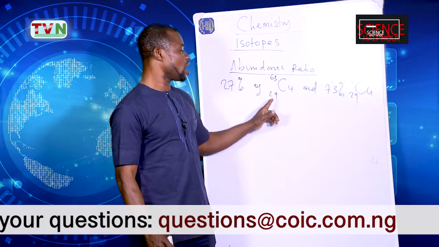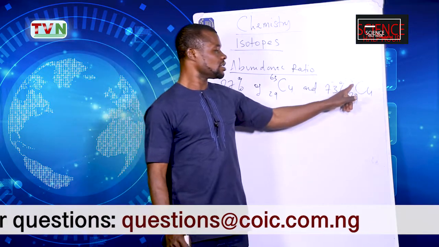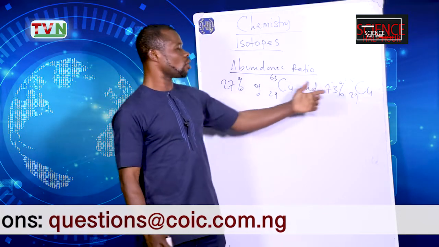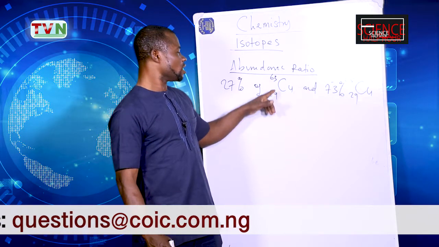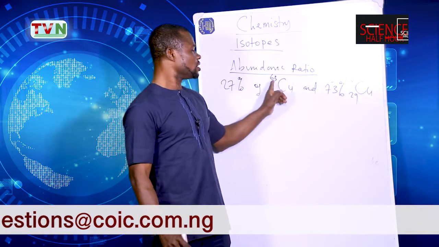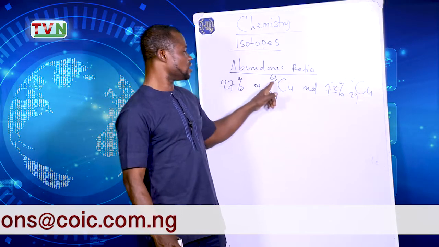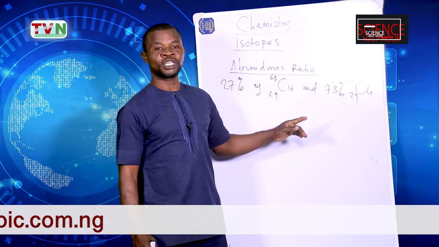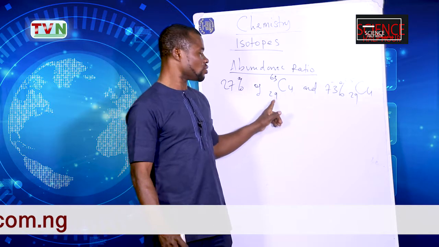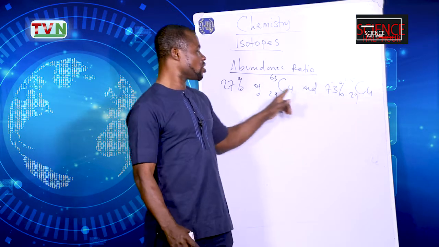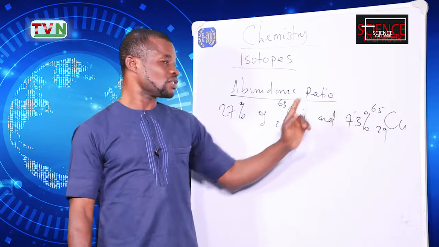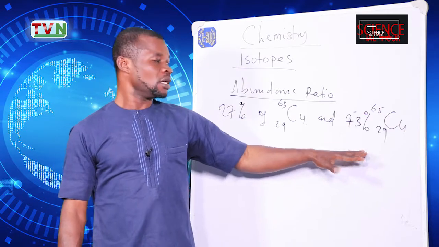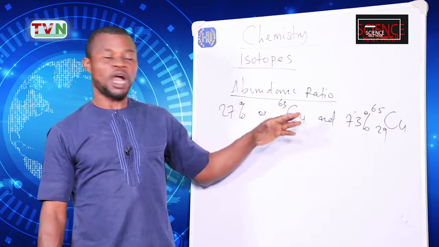63 is the mass number and 29 is the atomic number. And 65 is the mass number and 29 is the atomic number. The reason why this is called isotopes is because this copper has two different mass numbers, 63 and 65, and it has the same atomic number, which is 29. Because of the differences in neutrons, the mass numbers are different, but they have the same atomic number. This is the reason why this is called isotopes.